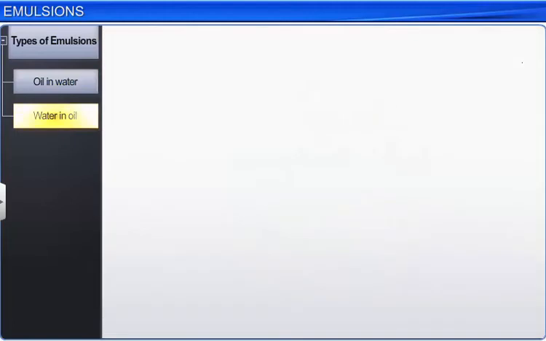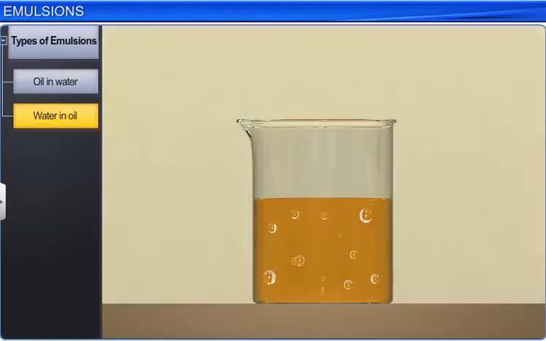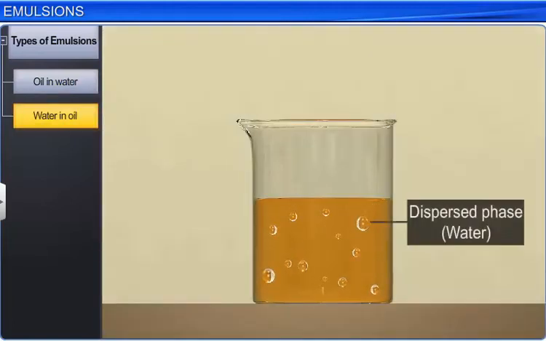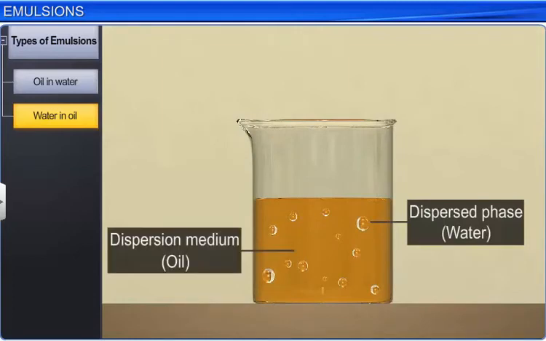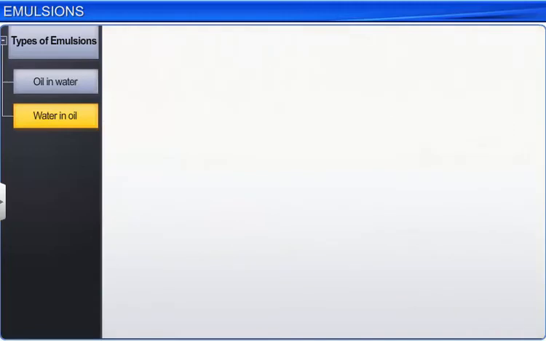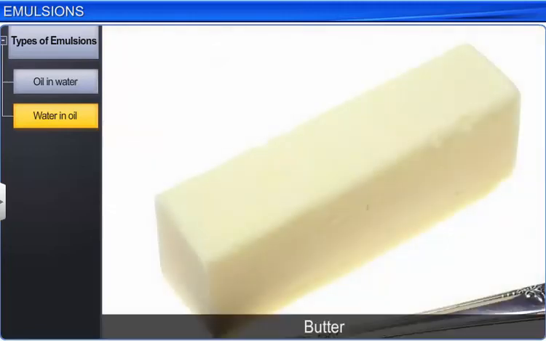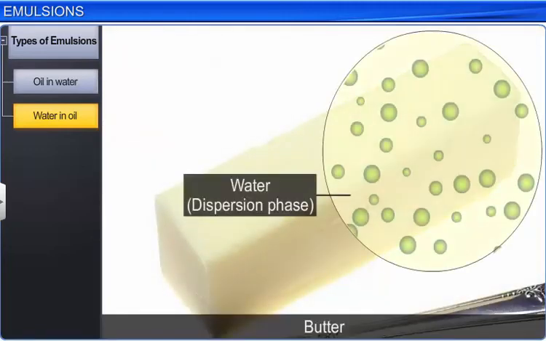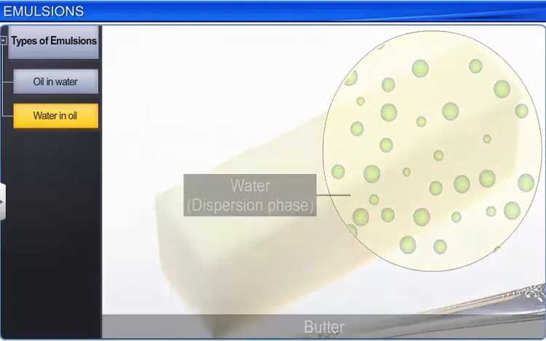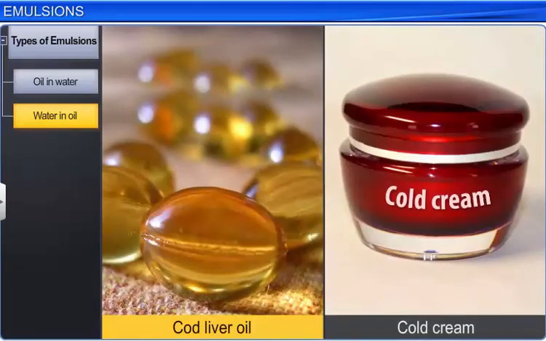In water and oil type of emulsions, water acts as the dispersed phase and oil acts as the dispersion medium. For example, butter is an emulsion of water dispersed in fat. Other common examples of this type are cod liver oil and cold cream.